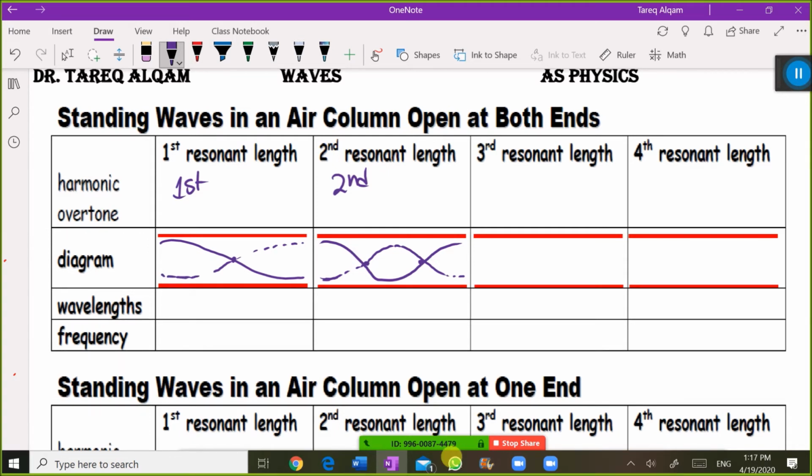Third, what do I have to draw? Three nodes. I have to draw the waves like this. And they must be evenly spaced. Pay attention to this, because you will be asked to draw it. I tried as much as I can.